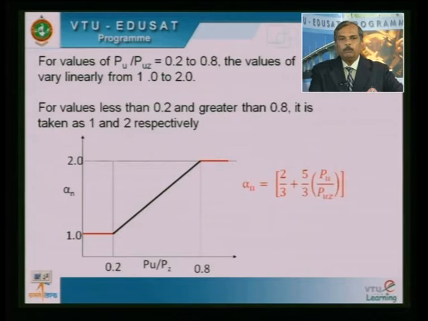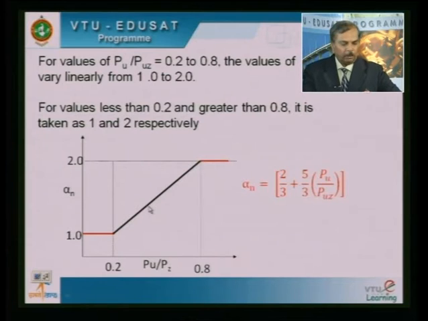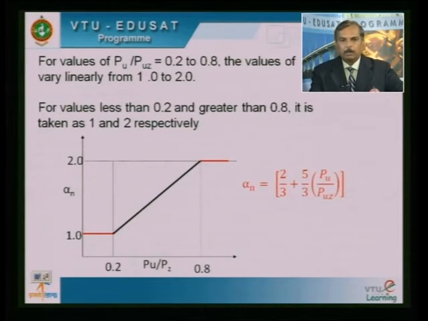If the value of PU by PUZ is less than 0.2, you can take alpha n as 1. As you can see in this red line, it is assumed to be constant over this range. Similarly, if PU by PUZ is greater than 0.8, then alpha n is taken as 2, and for any intermediate value you need to interpolate. We have studied interpolation in your earlier semesters also, so you can use this interpolation concept, or you can use this simplified equation, which will give you the value of alpha n for any value of PU by PUZ.